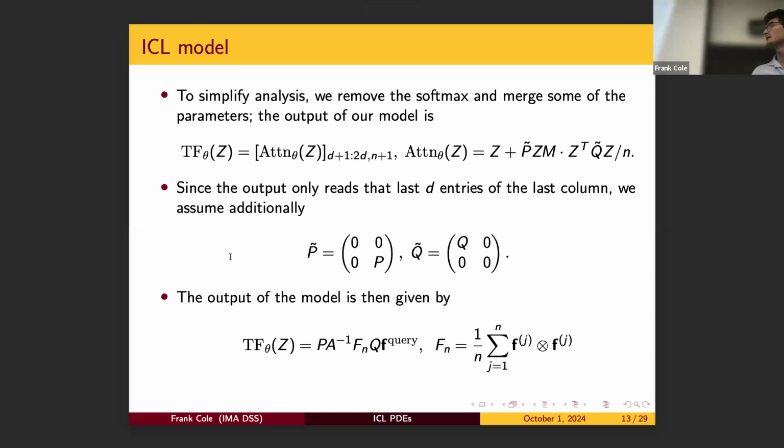So we have the matrix P times A inverse, where A is the matrix describing the downstream task, times this Fn, which is like an empirical covariance matrix of the source terms, and then times the parameter Q applied to the query. So this is basically what our version of the transformer is doing at inference.